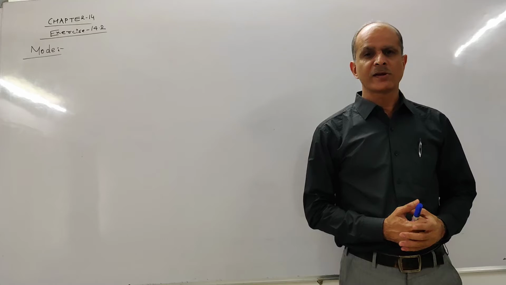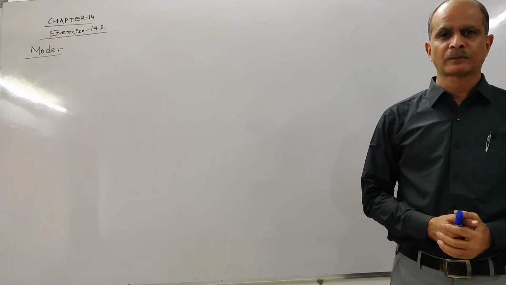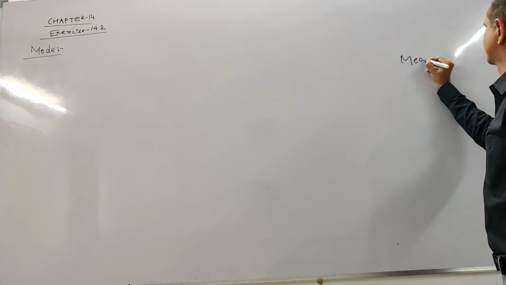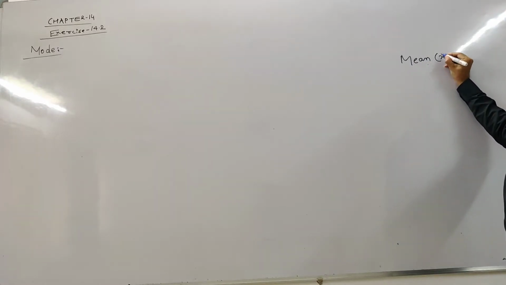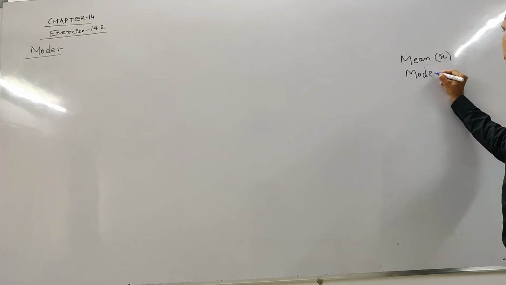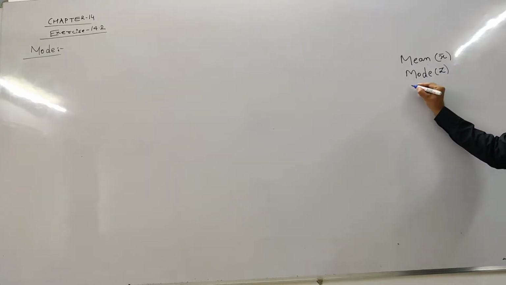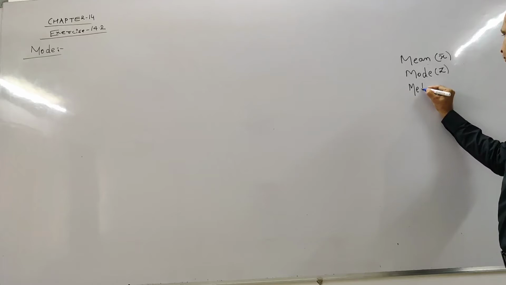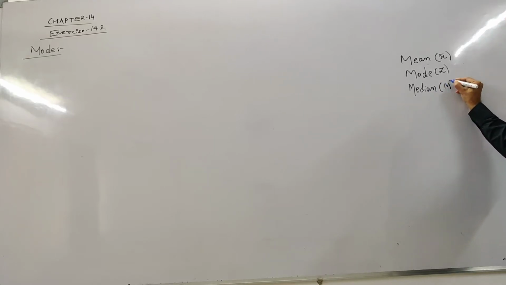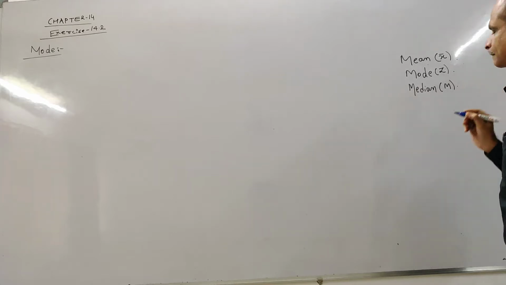There are three main concepts in this chapter. The first one is mean, denoted by x bar. The second one is mode, denoted by Z. The third concept is median, and that is denoted by M.